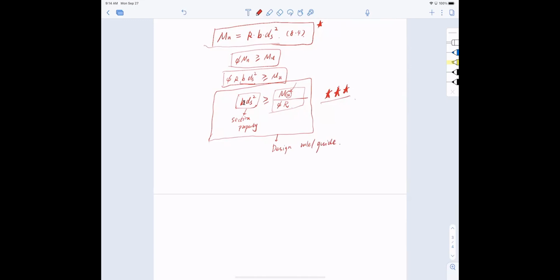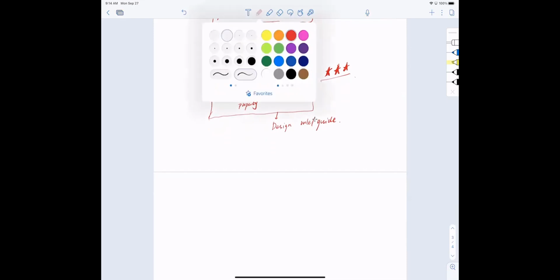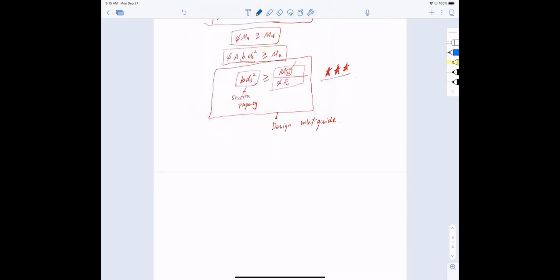Okay, and again, put this down as the equation. Okay, so now this is our design equation. So how are we going to design a section? This has become easy now. Let me go back and continue here.